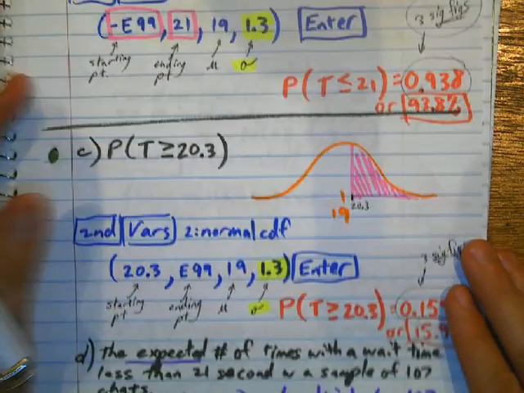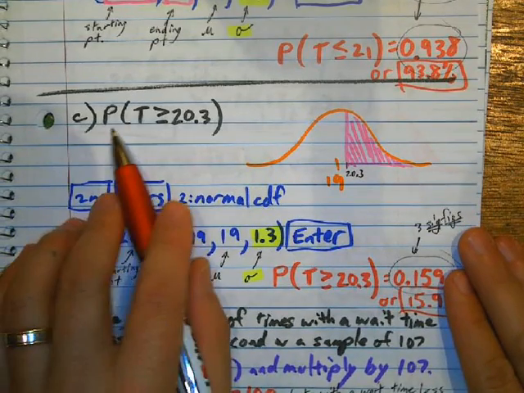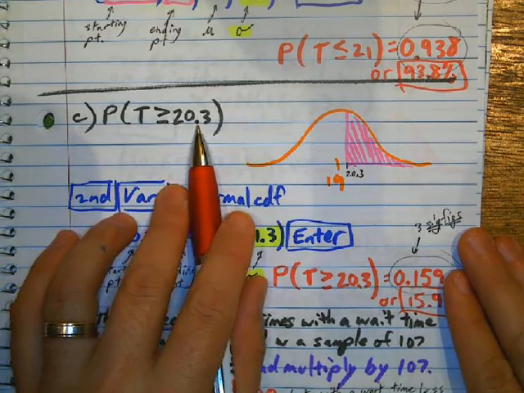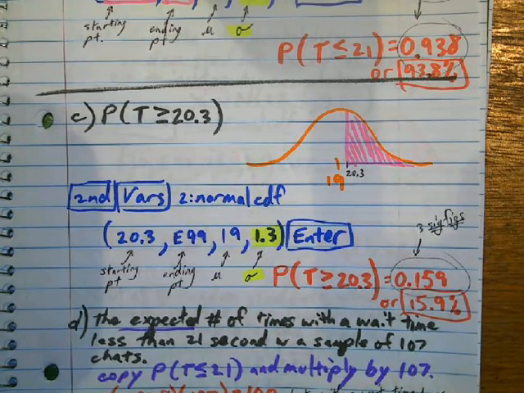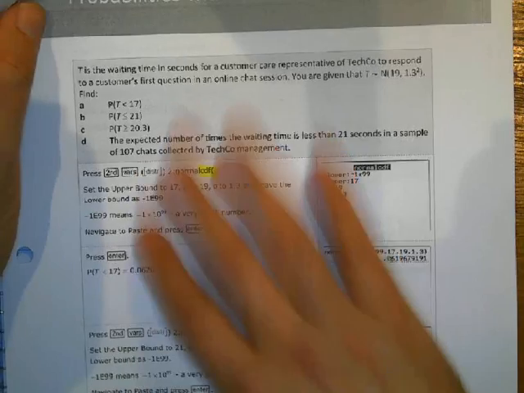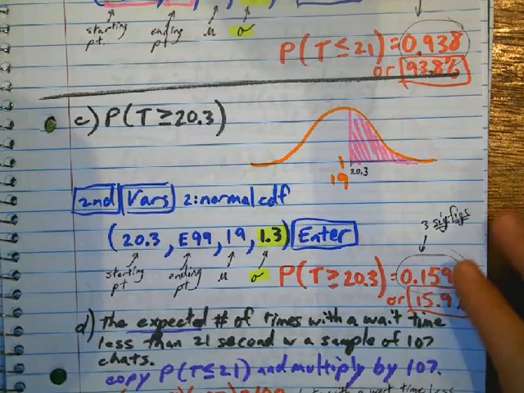Now on this one, it says, what is the probability of getting greater than 20.3 minutes? Once again, these problems are directly from the textbook on the page I mentioned.